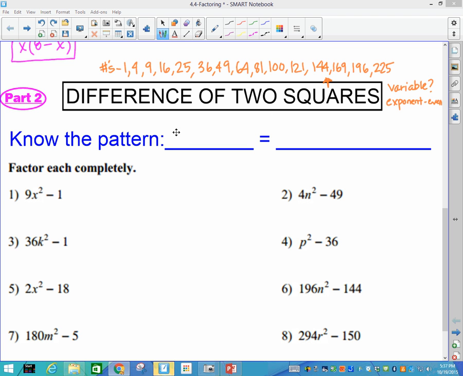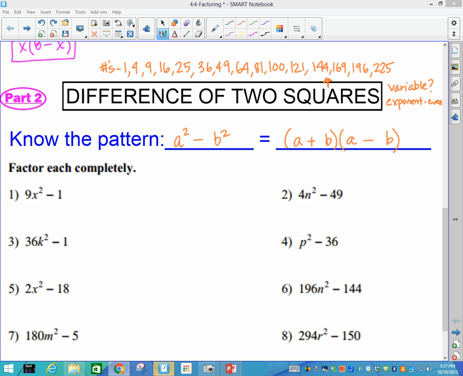So I said if one term is squared and the second term is squared and there's a difference between them, that's your minus, then they always factor to A and B. They look exactly the same. You're taking the square root of each term, except for one is plus and one is minus. Does it matter which one you put first? Absolutely not. Okay, so let's go look at some examples of this.